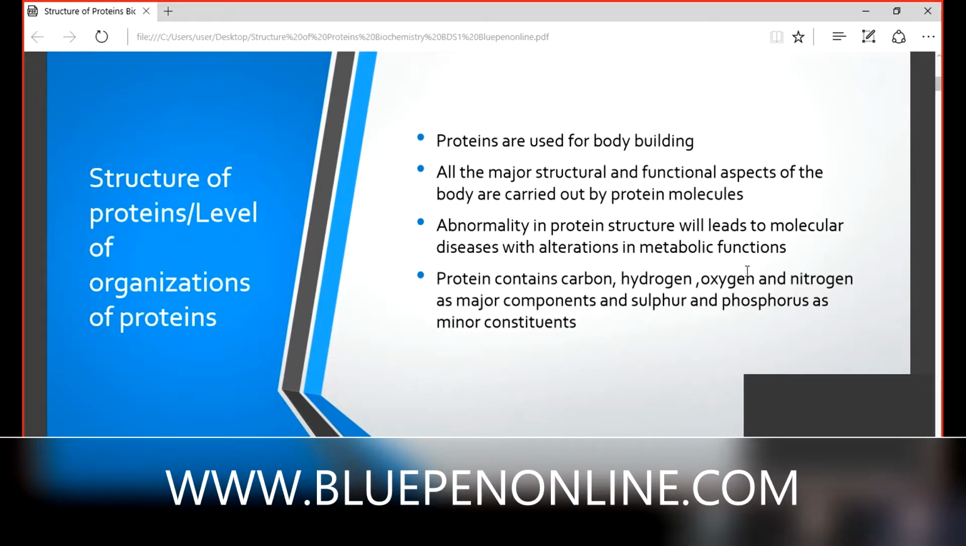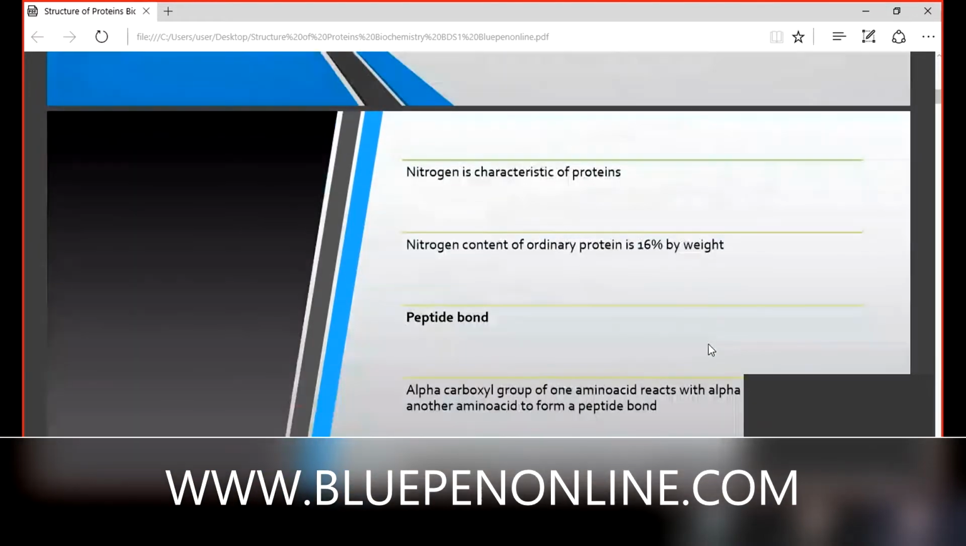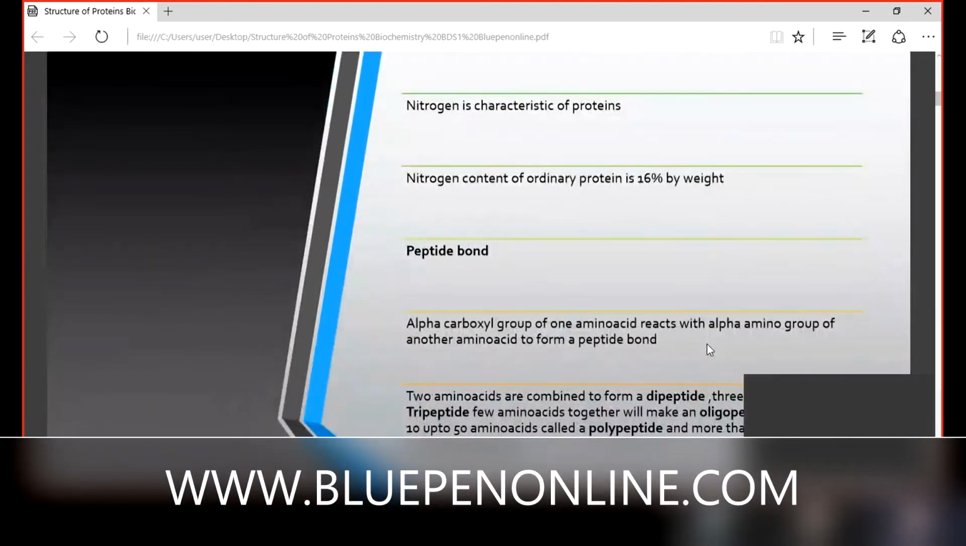Then what are the contents of protein? They are formed of amino acids. So the components are carbon, hydrogen, oxygen, nitrogen, sulfur, and phosphorus. Sometimes, in the case of a phosphoprotein, for example the milk protein casein, which is a phosphoprotein, it contains phosphorus.